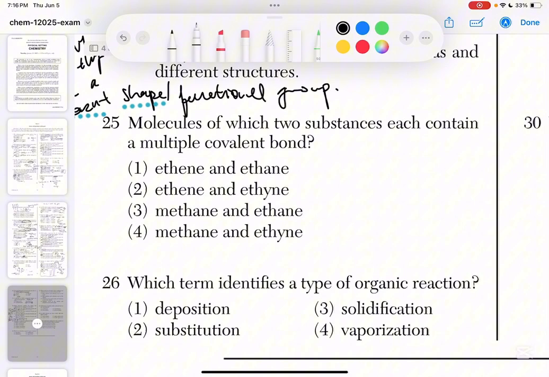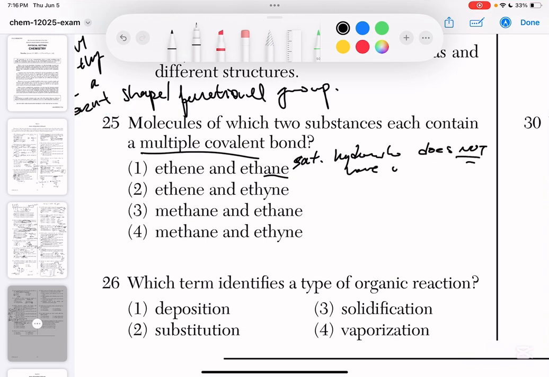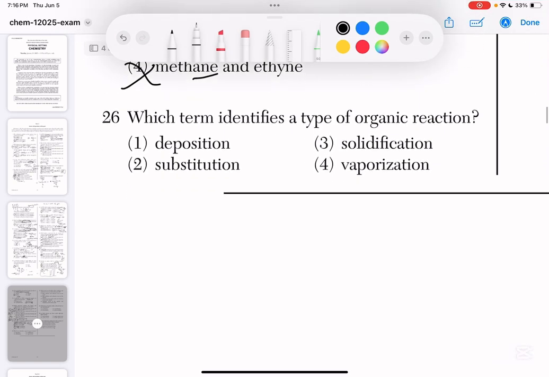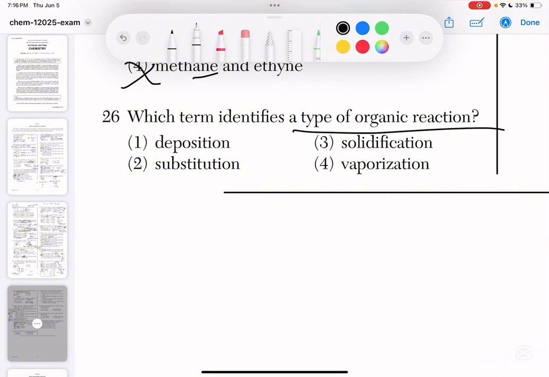Which contain multiple covalent bonds? Okay, so this one is a saturated hydrocarbon. It does not have multiple covalent bonds, so we can cross that out. So we're only left with number 2. Very straightforward. Types of organic reactions.